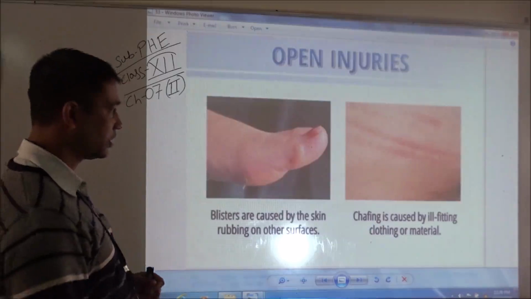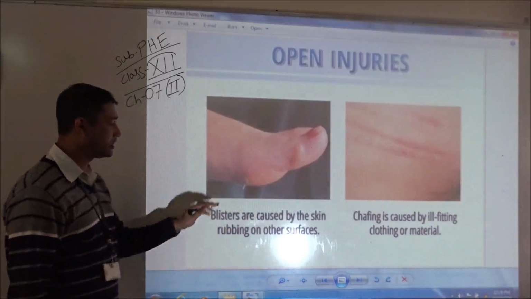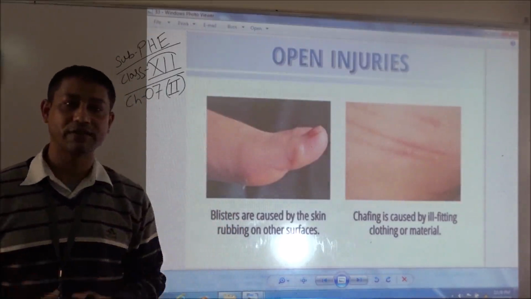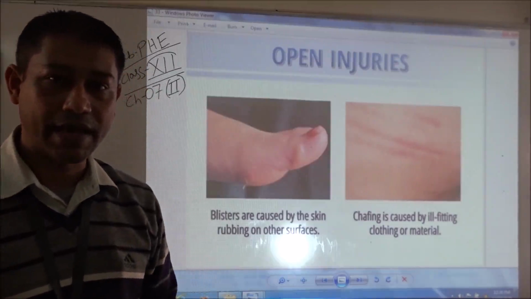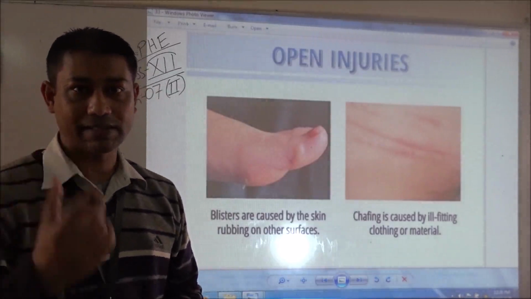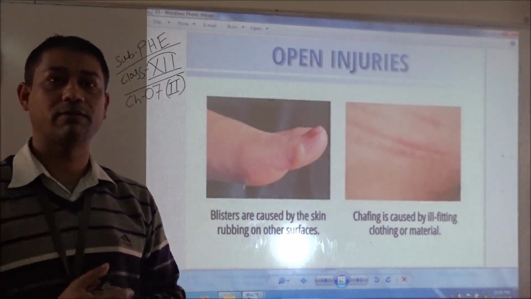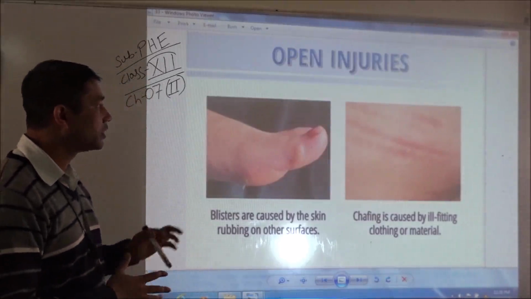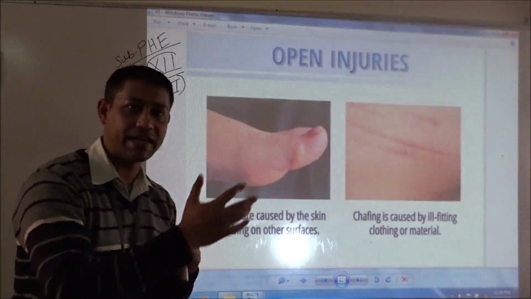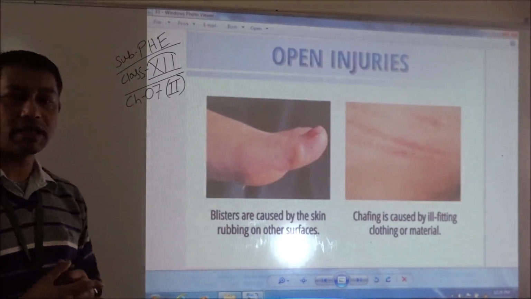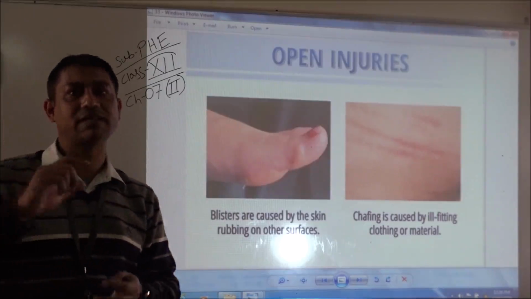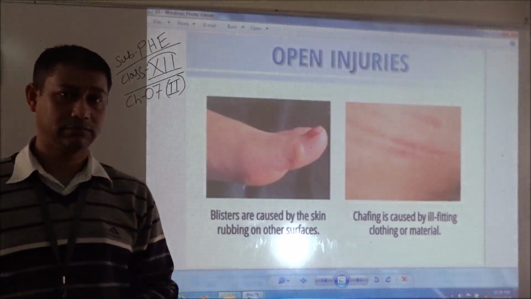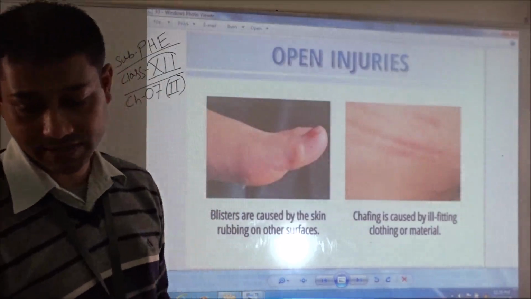Moving ahead. Another example, you can see blisters are caused by the skin rubbing over another surface. Sometimes hot particles or hot fluid falling on our body part cause blisters. Now, in the right hand side image you can see bleeding from the outside, and rashes. So, where we see bleeding, these are all open injuries.